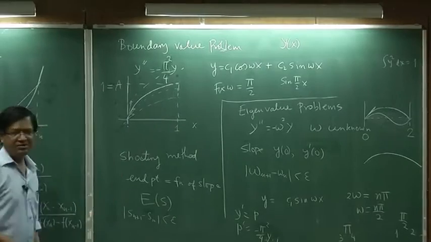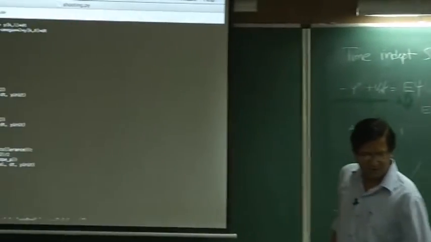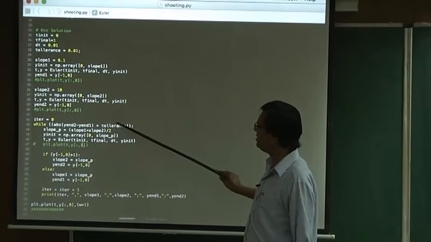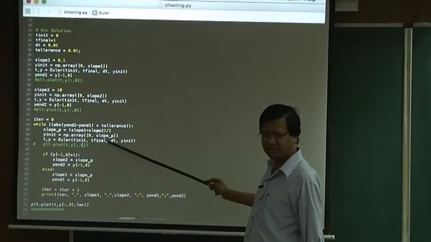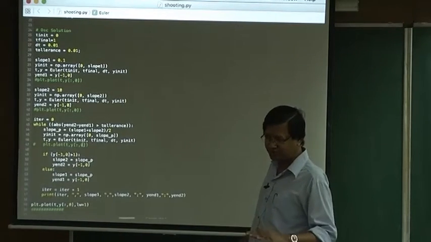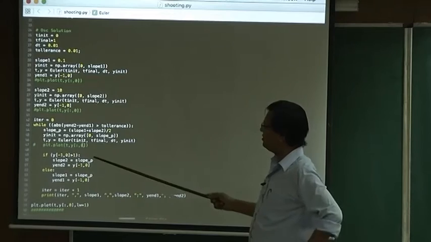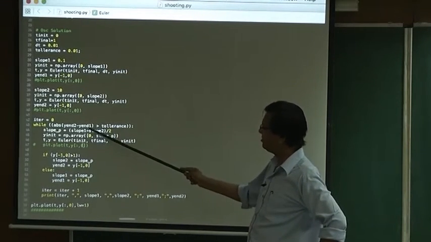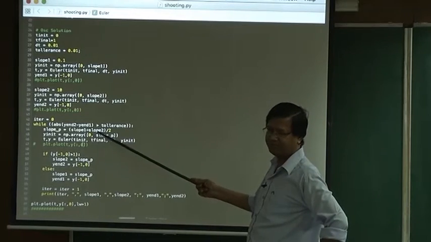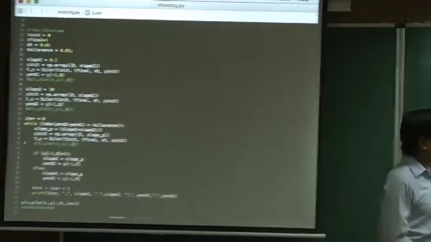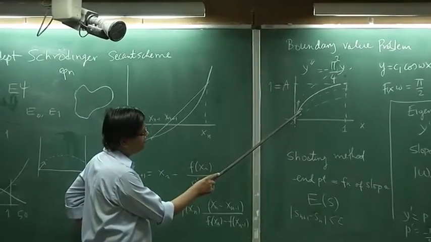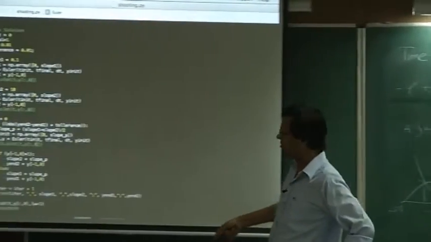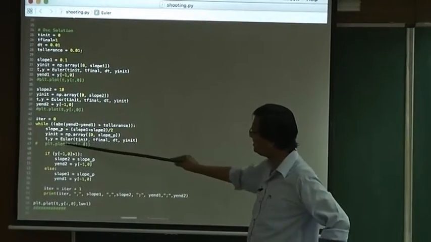Now, I have to see whether the difference in endpoints is less than the tolerance. If it is greater than tolerance, then I have to loop. If less than tolerance, then I stop. If it is greater, then I choose a new slope, the mid slope, the average slope. I find this one, and again I find the end point using the Euler scheme.